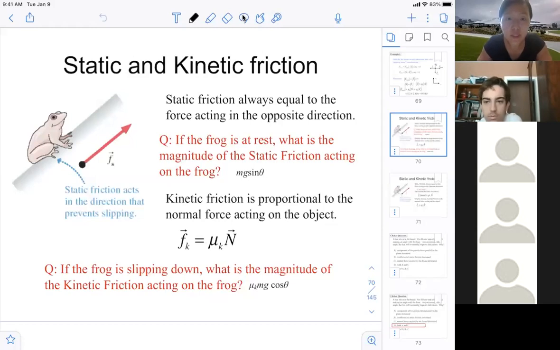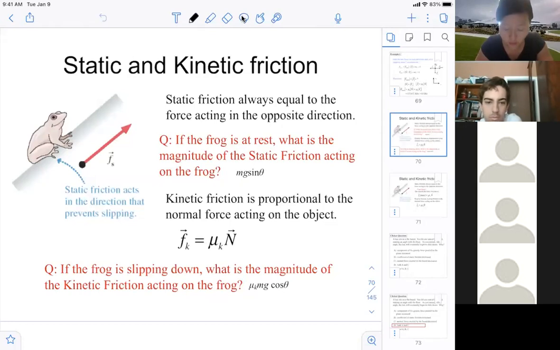Okay, so we will continue to talk about how to calculate different forces and how to put it together to solve Newton's second law problems today. We were talking about static and kinetic friction. And we talked about how static friction will change depending on the force that's acting in the opposite direction. But kinetic friction is always a fixed value.